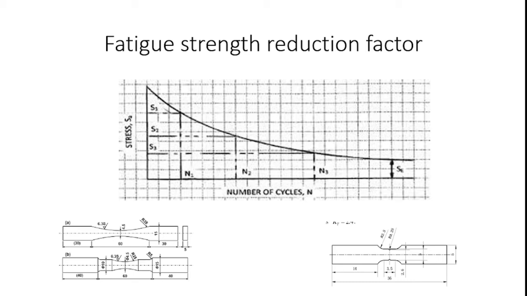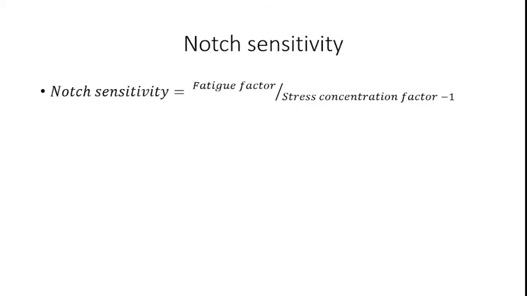So the fatigue strength reduction factor, or fatigue notch factor, can be determined by dividing the fatigue strength of a smooth specimen by the fatigue strength of a notched specimen. And then, what is notch sensitivity? Already we have undergone the study of sensitivity. So we can compare the notched specimen to the normal smooth surface specimen. That sensitivity is called notch sensitivity.